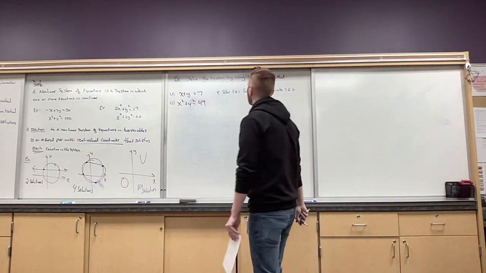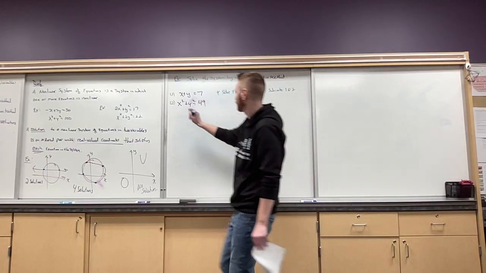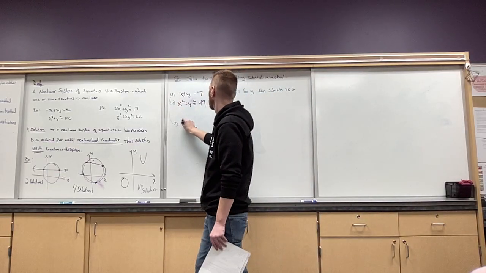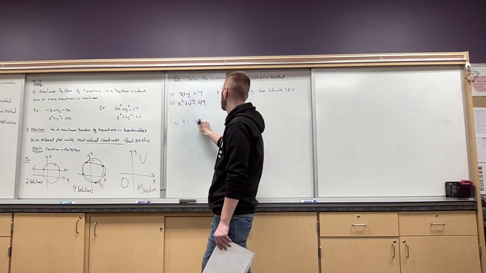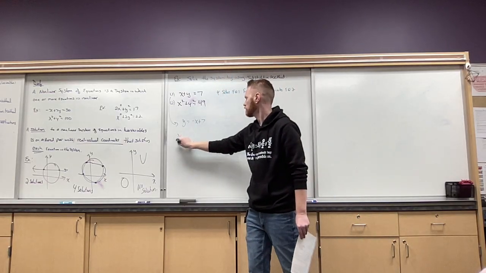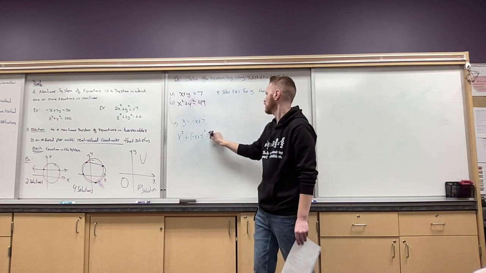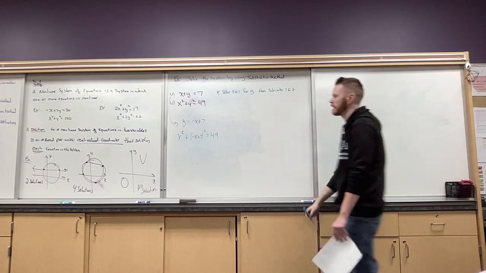Anyway, so yeah, I'm going to solve for y, sub it into equation 2. Okay. So y is equal to negative x plus 7. So now this becomes x squared plus negative x plus 7 squared equals 49. Okay, that looks a lot better.